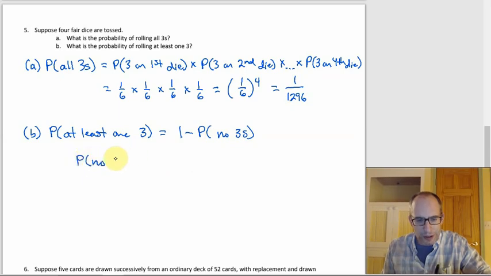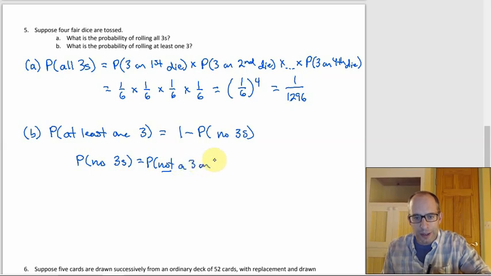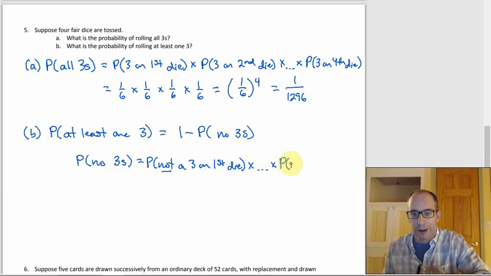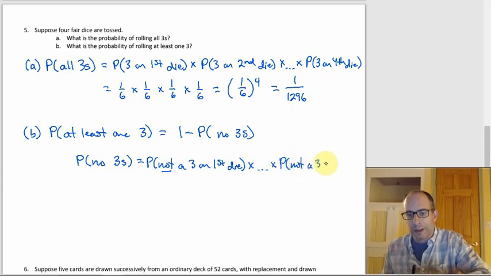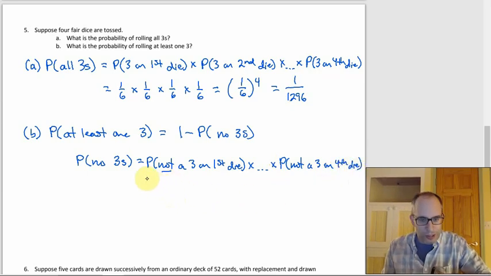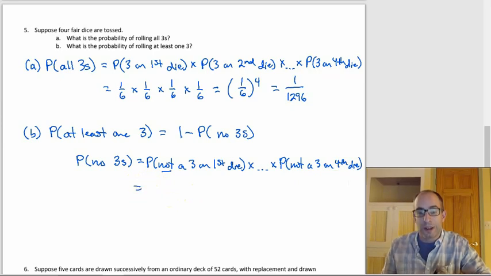So the probability of no 3s would be the probability of getting not a 3 on the first die, times the probability of getting not a 3 on the second, times the probability of not a 3 on the third, times the probability of not a 3 on the fourth die. Okay, so what's the probability of not getting a 3 on one individual roll of 1 die? Well, it's 5 out of 6, right? Because the probability of getting a 3 was 1 out of 6. 5 out of 6 is everything else: 1, 2, 4, 5, 6.